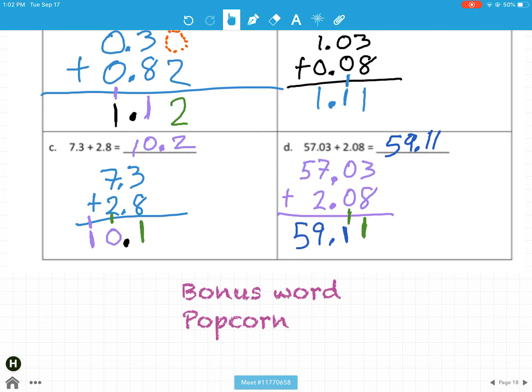Hopefully that's helpful. And tomorrow we're going to do subtraction. It's kind of the same thing.